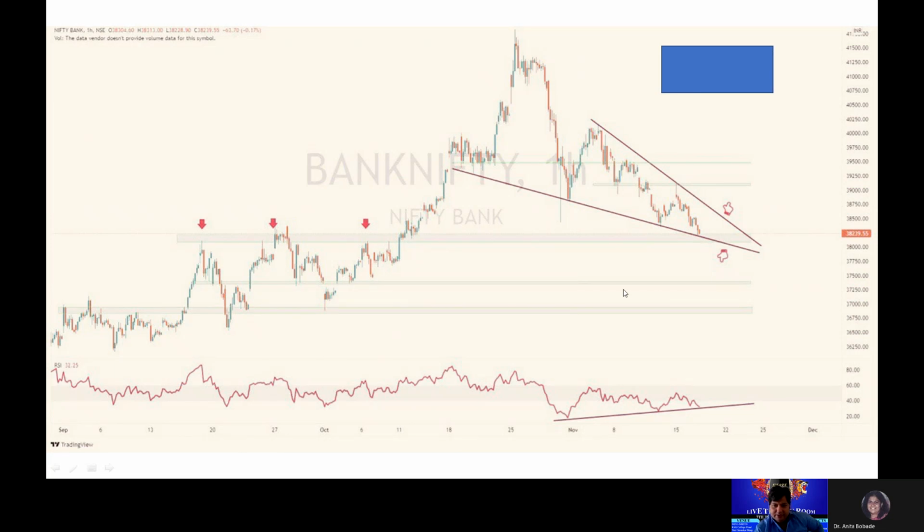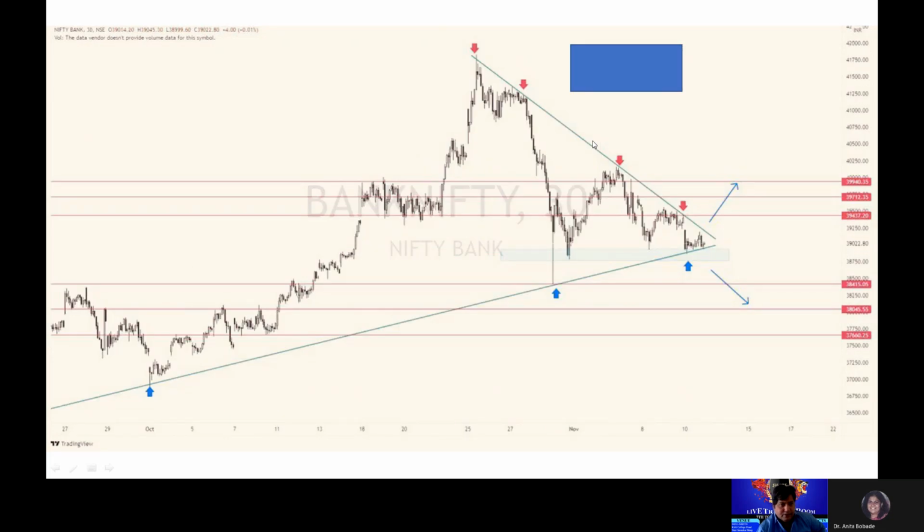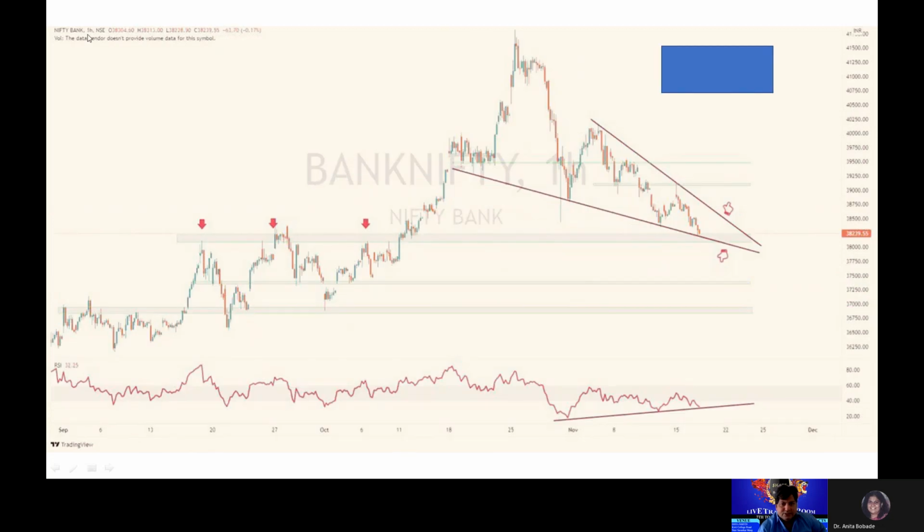Again, the triangle pattern. Look at this, a beautiful triangle pattern formed on the 1-hourly scale. Now this one was on the 30-minute scale. Okay, look at this, 30 minutes. All right, so in this case, it's all 1-hour form. Here, look at this triangle. It is going down, forming lower highs and lower lows.